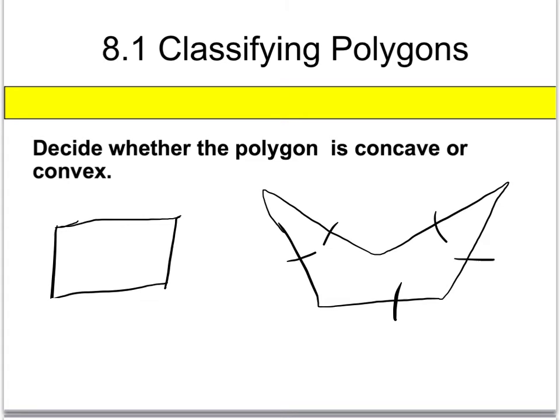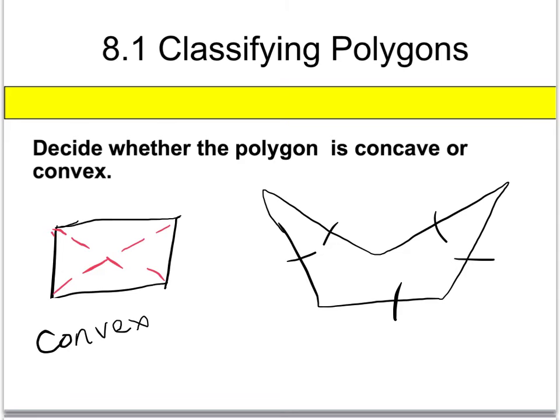Okay? So, when we look at this first shape on the left, you will notice if I drew a couple of diagonals to my non-consecutive vertices, my points are always going to lie on the inside of that shape. So we know this shape on the left is a convex polygon. Okay, so that polygon is going to be convex.